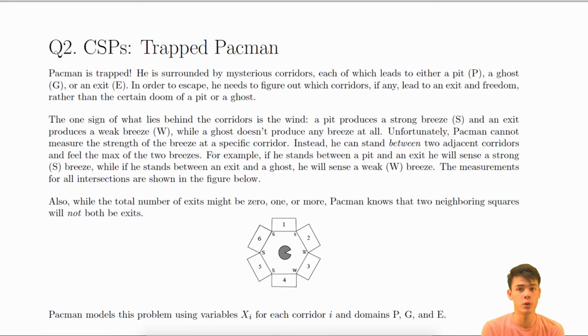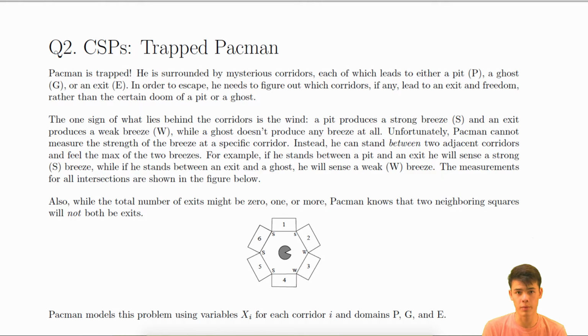Instead, he can stand between 2 adjacent corridors and feel the max of the 2 breezes produced by those corridors. So if he were to stand between a pit and an exit, he's going to sense a strong breeze, because the strong breeze is produced by the pit. Likewise, between an exit and a ghost, he'll sense a weak breeze, because the exit produces the weak breeze. Also, Pac-Man knows that for any 2 adjacent corridors, they can't both be exits. So for instance, if corridor 1 was an exit, then we know that corridors 2 and 6 cannot also be exits, because that would violate that condition.